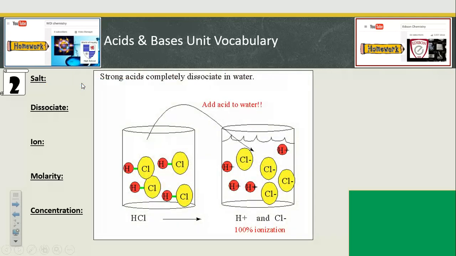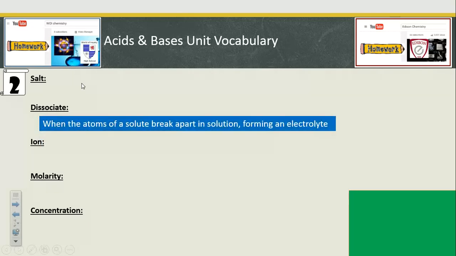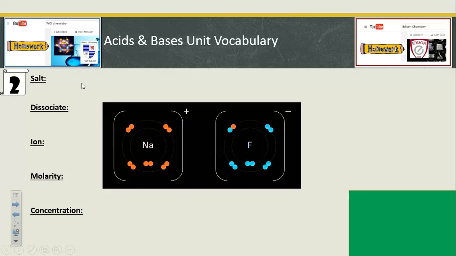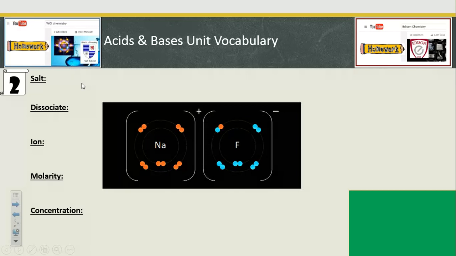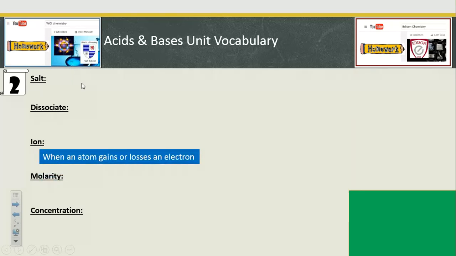Dissociate, another word that came back. It's when a chemical compound breaks apart into positive and negative ions when it hits water. Acids and bases both dissociate. It's why they are electrolytes. So it's when the atoms break apart in solution, forming an electrolyte, because there are positive and negative ions at play. Which leads us to another very common word, ion. It's a positively or negatively charged atom. It has lost or gained electrons, and that is what is being played with in acids and bases.